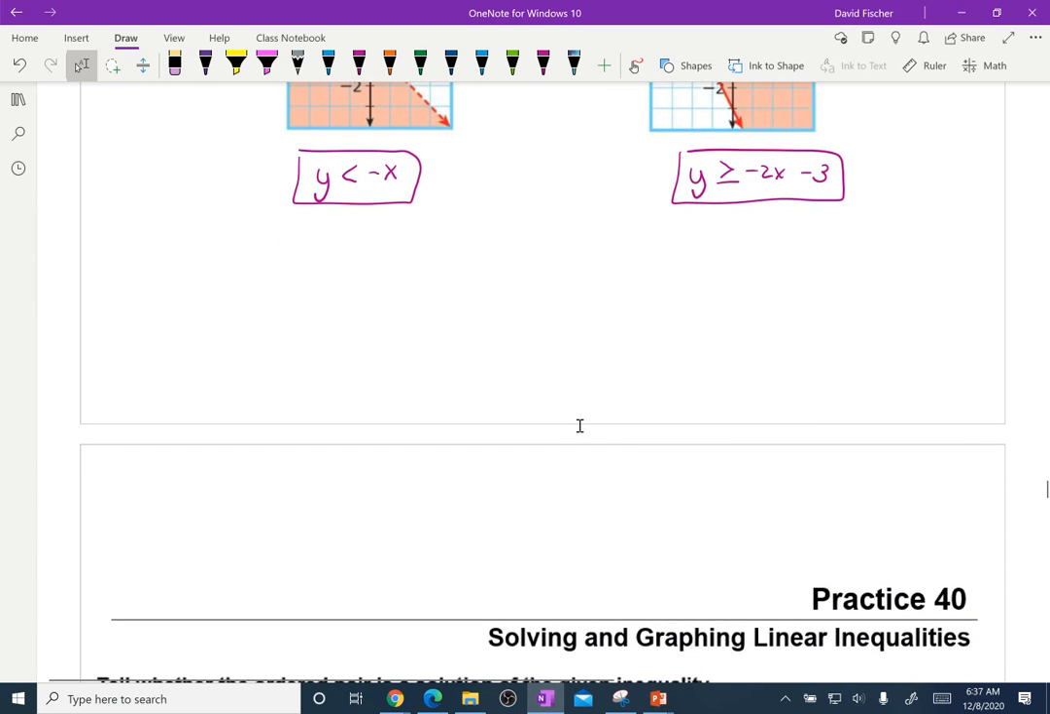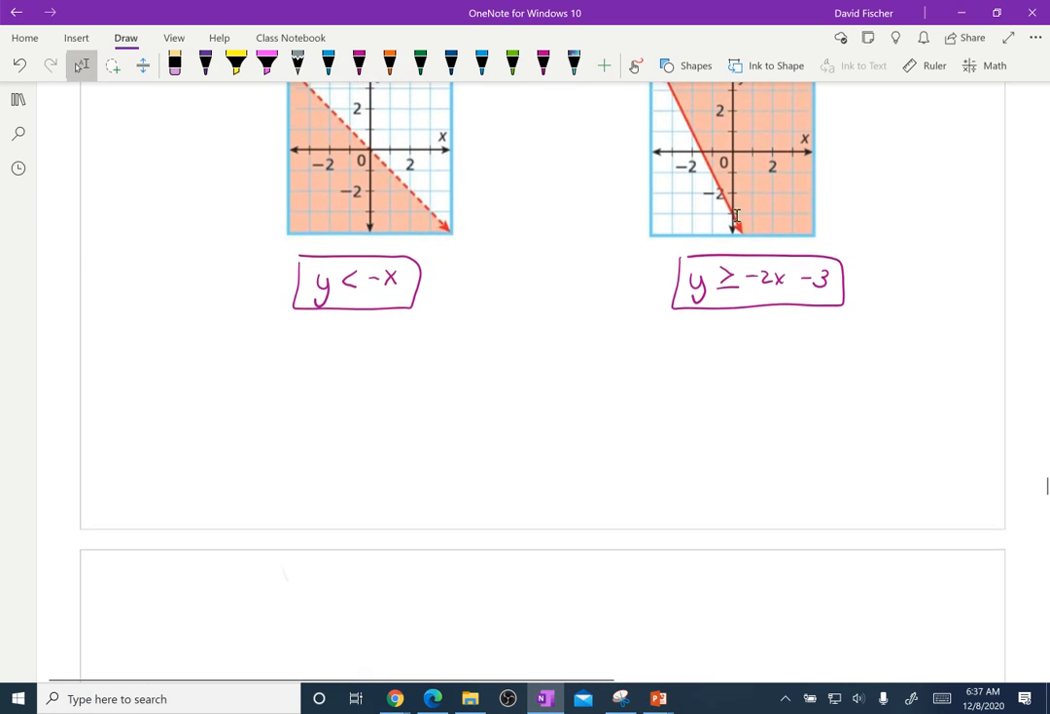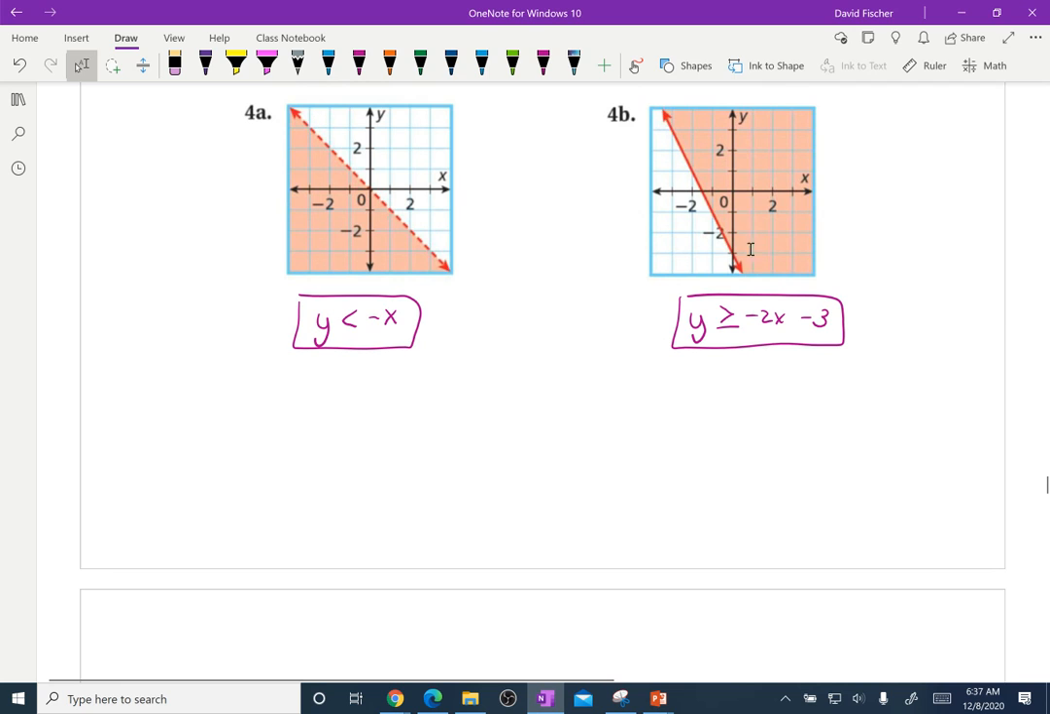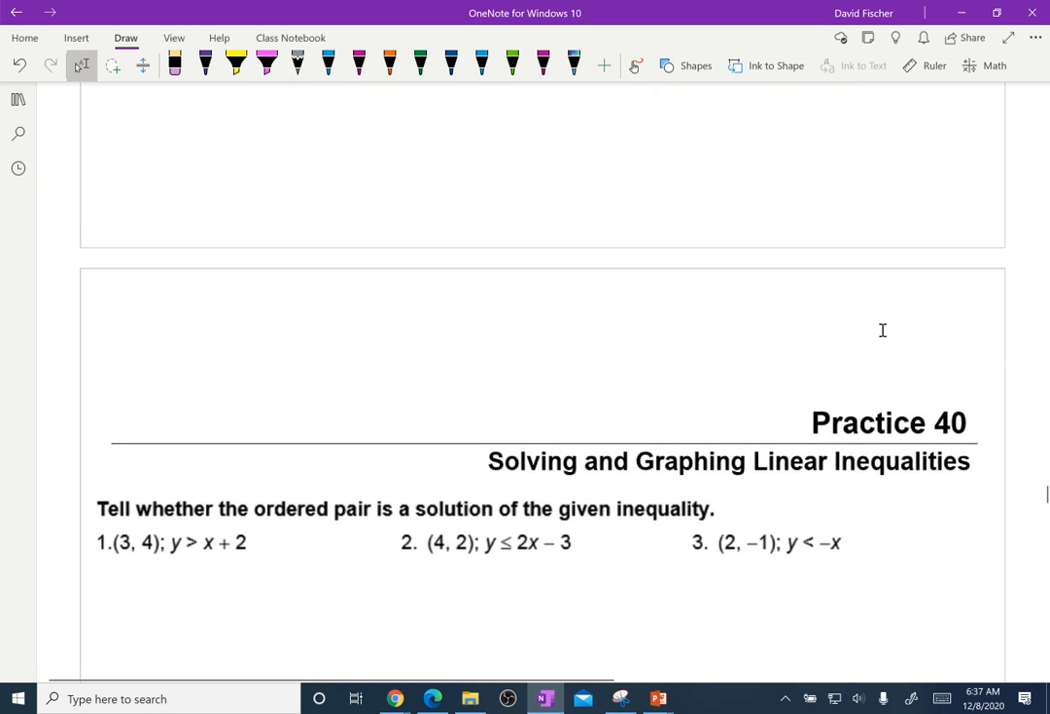All right, so tomorrow we're going to need 2 colors because we're going to have 2 of these lines on a graph, and then we're all done with linear lines, okay? Systems of linear inequalities is what we're going to do tomorrow.